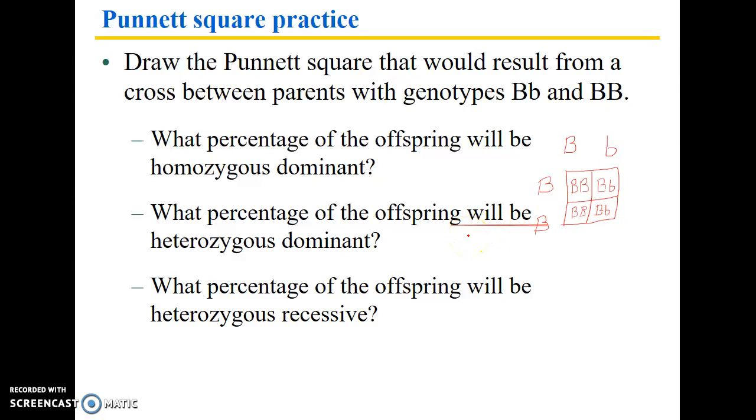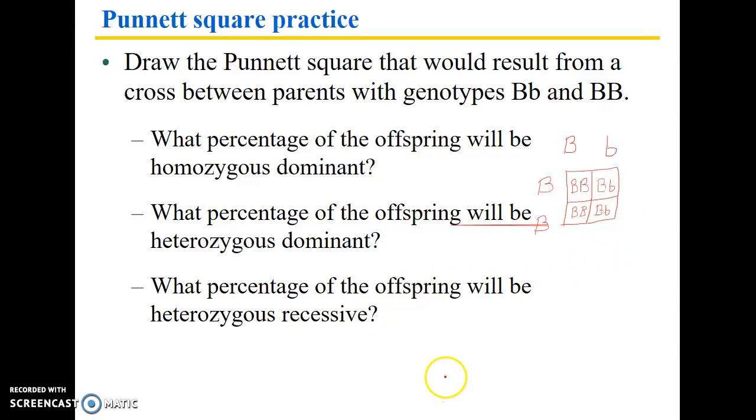Okay, so what percentage of the offspring will be homozygous dominant? So homozygous refers to genotype, dominant refers to phenotype. Homozygous dominant would be this box and this box. Add those together, 25% plus 25% is going to be 50%. What percentage of the offspring will be heterozygous dominant? Again, heterozygous refers to genotype, dominant refers to phenotype. So it's going to be 25% here plus 25% here equals 50%.